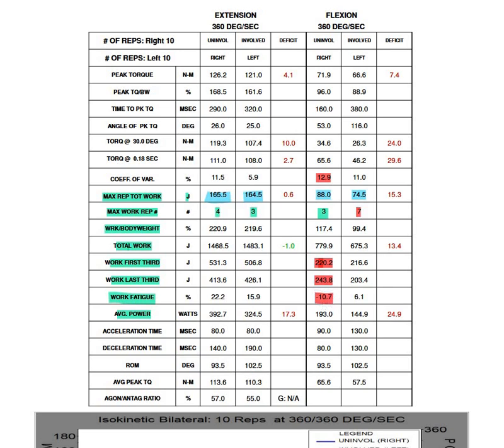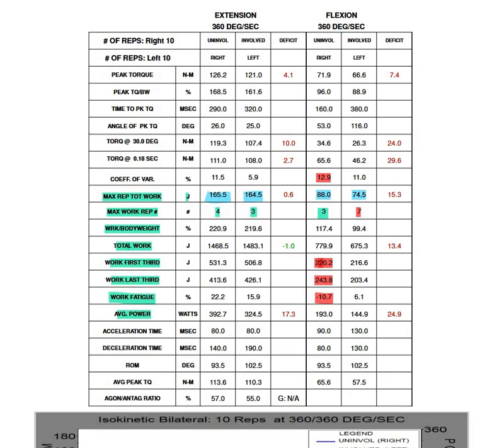Finally then, average power. Again, this is angular power. This is going to be the angular work divided by the time that was taken to perform this test. You can also calculate angular power by the torque multiplied by the angular velocity. You'll get the same value, but Biodex, as far as I'm aware, divide work by time to get this value. Average power is measured in watts.